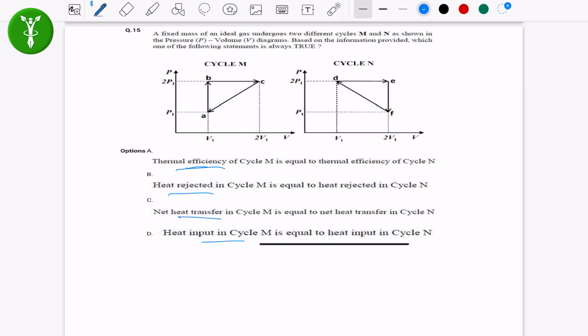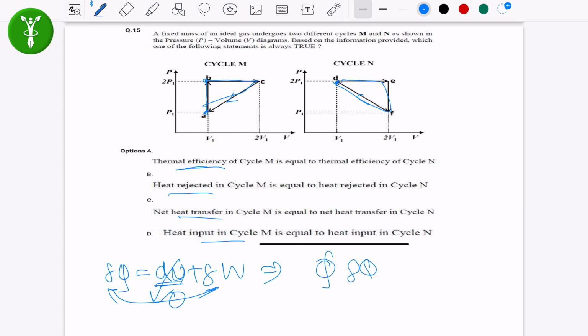So this is a cycle. For a cycle, the first law we can write as dU plus delta W. So these are path functions, and this is a state function. In a cycle, when we start from A and come back to A, or when we start from D and come back to D, this will become 0. So for a cycle, delta Q is equal to delta W. Whatever the net heat transfer is, that is equal to net work transfer.